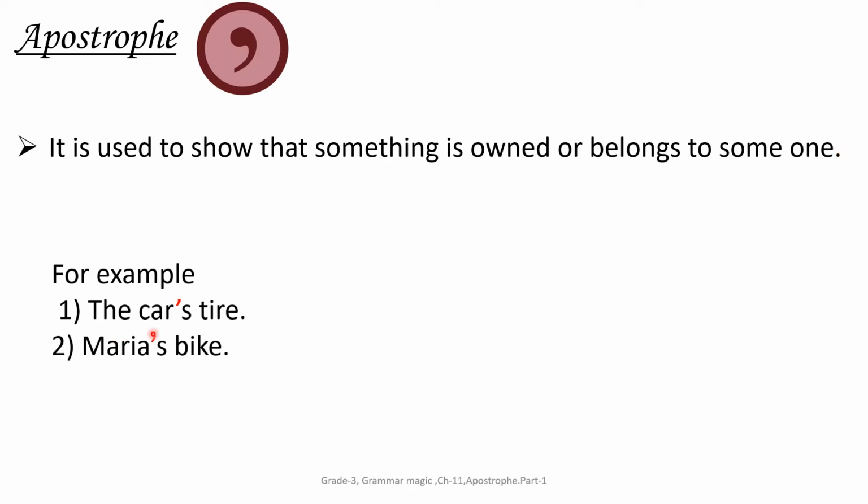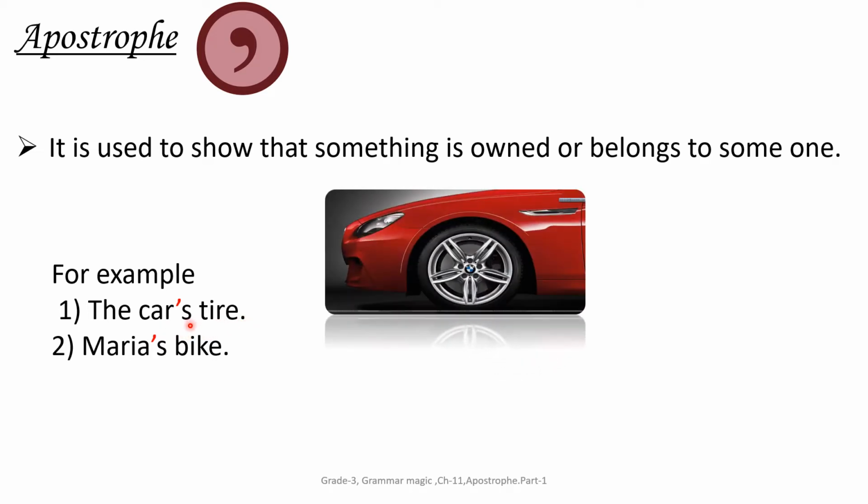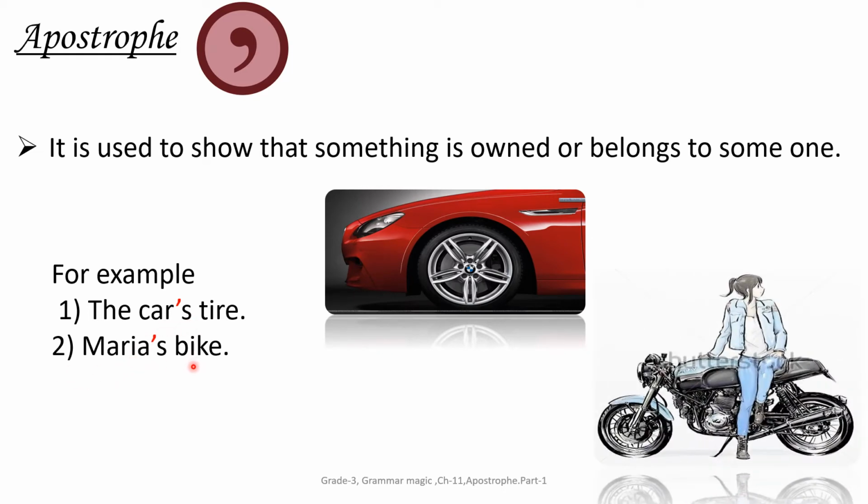For example, the car's tire. Whose tire? Car's tire. So children, the tire belongs to the car. Again, Maria's bike. So whose bike is it? It is Maria's bike. So children, when something is owned by someone, we use apostrophe after the name of that thing or person, and we put apostrophe and then we use s at the end of the word.